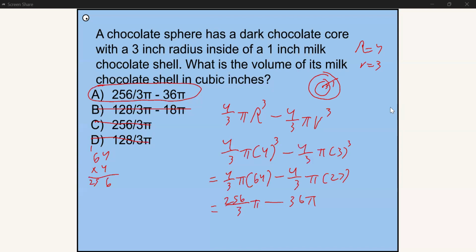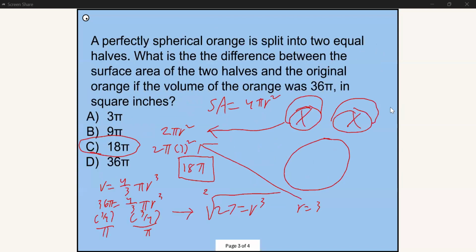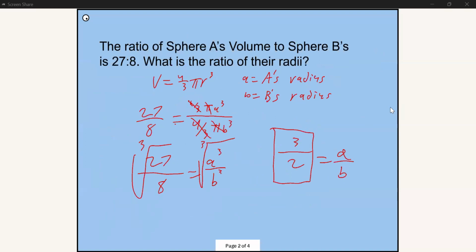Okay, so if you know how to do this question, you're in a really good place for spheres on the test. If you know how to do this question, you're in a really, really good place for spheres. And if you know how to do this question, you're in a good place, right? This is the easiest of the three. It really covers the basics.